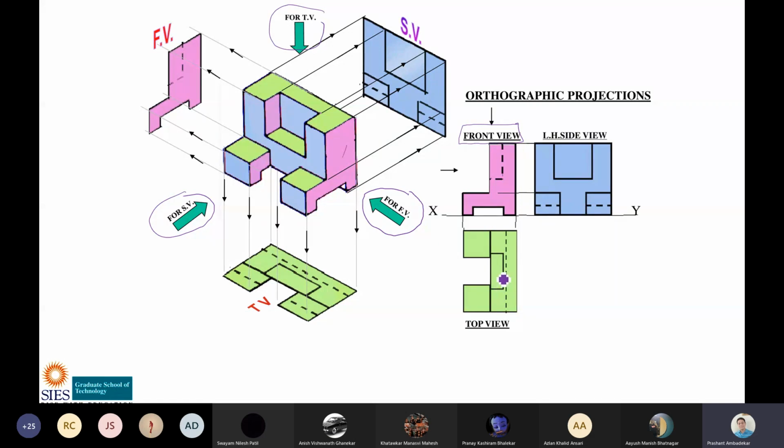Now if you see for the top view, where do we have to see the top view from? From here. So you can see a C shape. So a C shape is drawn. Then from this edge, this will be a continuous line. Actually, this is a continuous line. Then this one rectangle, this is another rectangle. This is one rectangle and another rectangle.